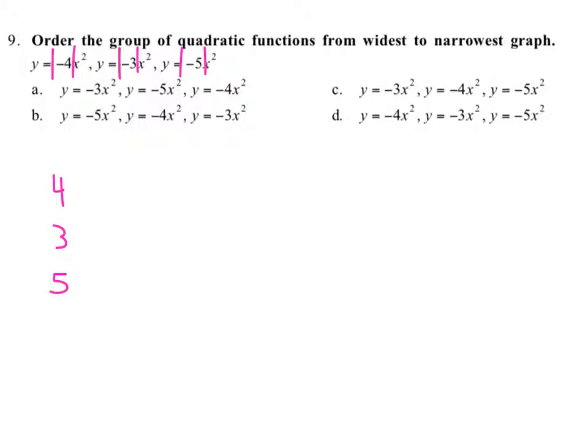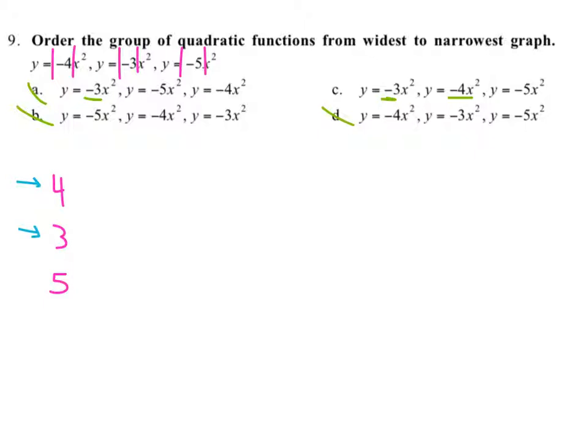So which one's closest to 0? Well, 3 is closest to 0. So the one that has negative 3x squared first, that's one of the answers that we want. And so B and D don't have that smallest number first. Okay. And then what's next? Well, what's next is 4. That's the middle size number. 4 is the middle size number, so which one has 4 next? And that's C, once again. Okay, this one doesn't, so it's wrong.